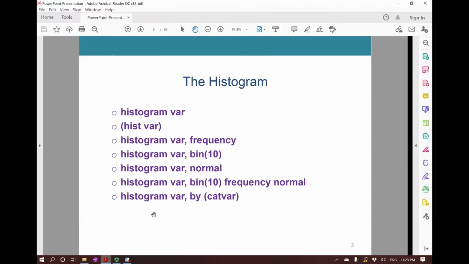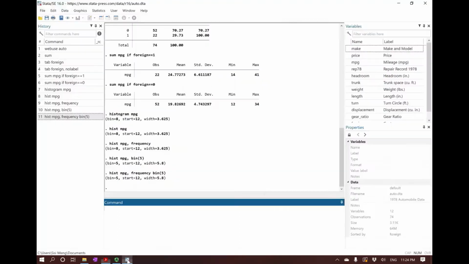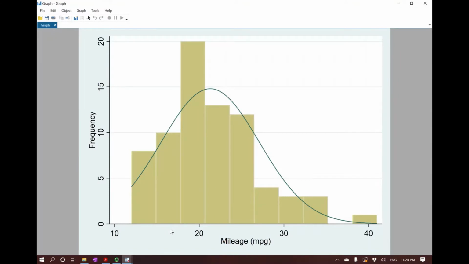And another very good option is to create a histogram and also fit a normal curve. If you recall, the histogram is the primary graphical method for assessing normality, right? For example, I can now construct a histogram with three additional options. I'm going to type histogram MPG, comma, frequency, bin(10) for 10 intervals, and also normal curve. If you enter, you will see this constructed histogram.